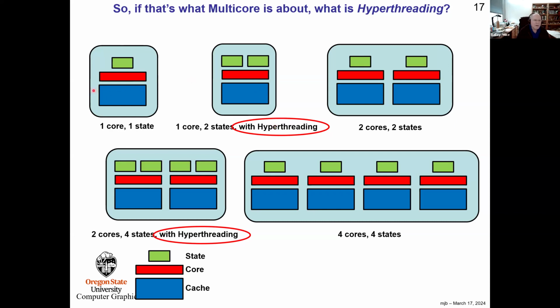So this was one of everything. This is two of everything. This is four of everything. But Intel created these stops in between where you had the same number of cores, but double the states. Okay, so here is one core, two states. Here is two cores, four states. Again, this is called hyperthreading, and we'll talk about that in a future note set.